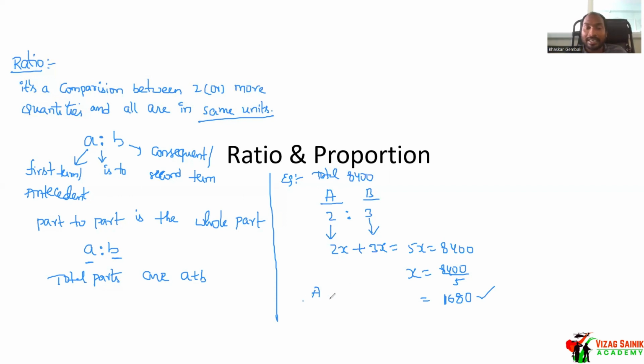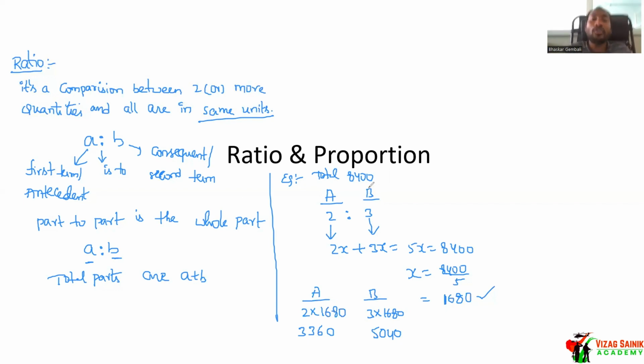But what we need is A, which is 2 parts. So 2 into 1680 is 3360. Same thing for B, which is 3 parts, 3 into 1680 is 5040. If we add both, we will get 8,400.